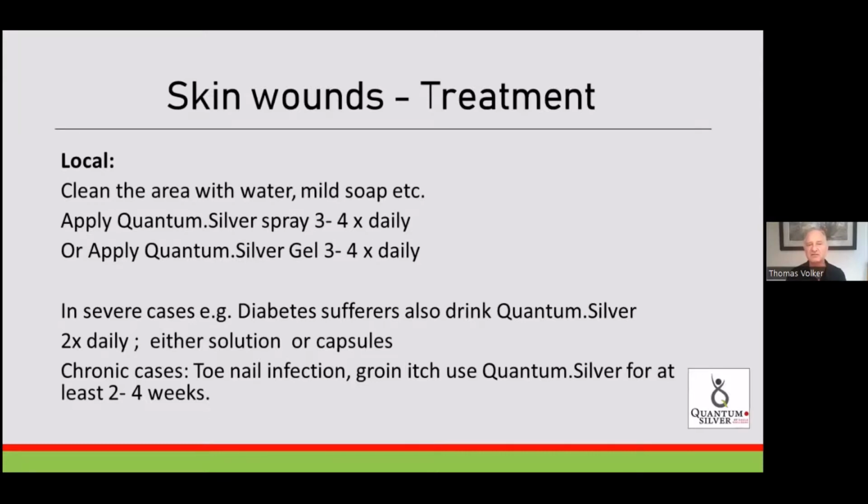In chronic cases, for example, a toenail infection or groin itch, which are caused by a fungus, fungus isn't killed that easily, and therefore also we recommend a treatment of minimum 2 to 4 weeks to get resolution of that. So always just try and see what you are dealing with. If a problem has been ongoing for a long time, then your treatment will also be a relatively longer period. If it's something acute, just like a cut or abrasion, then you'll treat it for a few days and it'll heal very quickly.